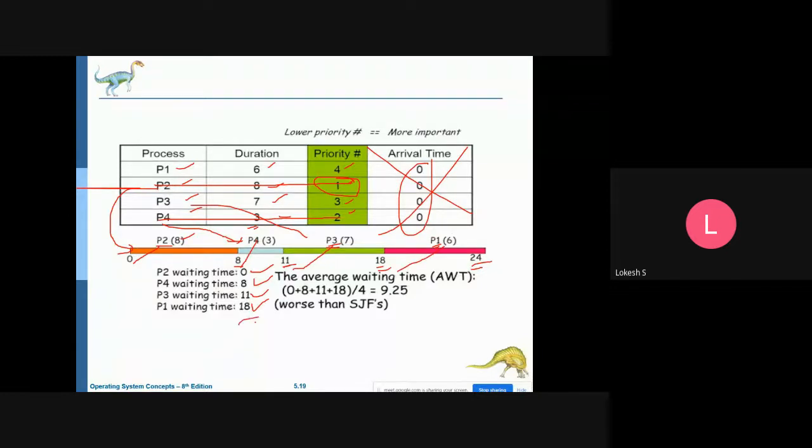You need to calculate the average waiting time. The average waiting time is 0 plus 8 plus 11 plus 18 divided by 4, which is 9.25.